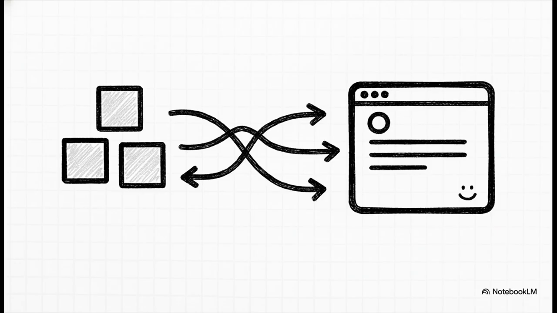Because in the end, that's all variables are. They're just simple labeled boxes for our information. And by using them thoughtfully, we create websites and apps that are clearer, that are more reliable, and maybe just a little more human.